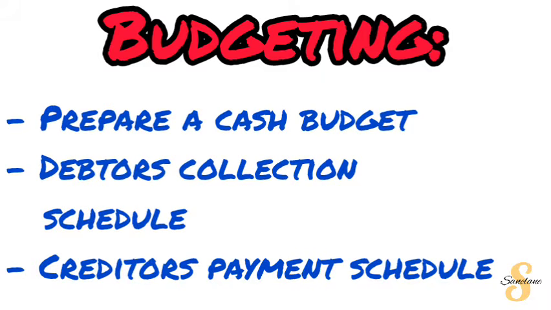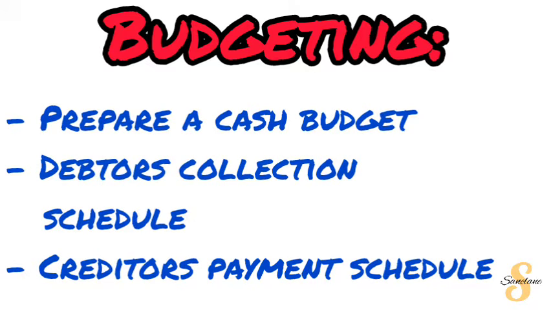So a debtors collection schedule and a creditors payment schedule are sort of individual statements on their own, but the whole purpose of us preparing them is for us to get the totals from those statements to take them back to the cash budget. Hence we said, and hence you are seeing even on the slide that I have placed there, that preparing a cash budget is your number one priority.